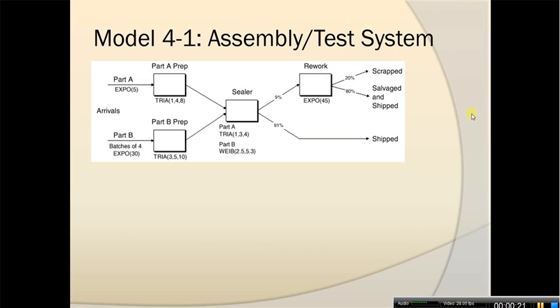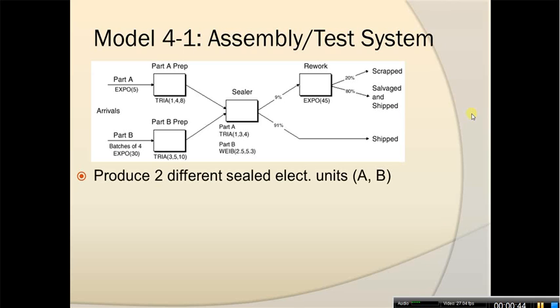So we will continue working with the model that we considered last time. Last time we studied model 4.1 from the textbook, and we modeled an assembly and test system. You can see here on the picture the graphical representation of the flow of the parts through the system.